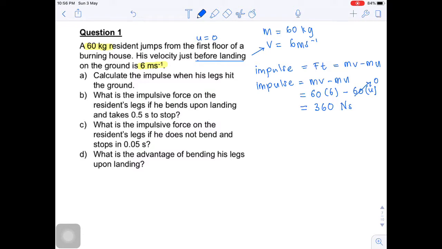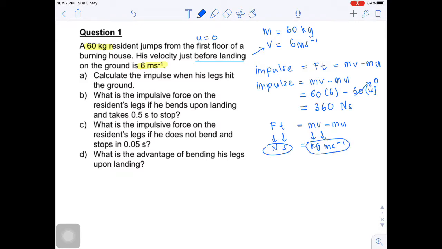Let me show how to get Ft equal to mv minus mu. F is Newton, t is second, so this is the unit for impulse. At the same time, impulse also has another unit. Mass is kilogram, velocity is meter second to the power of negative 1. So this is also the unit for impulse.